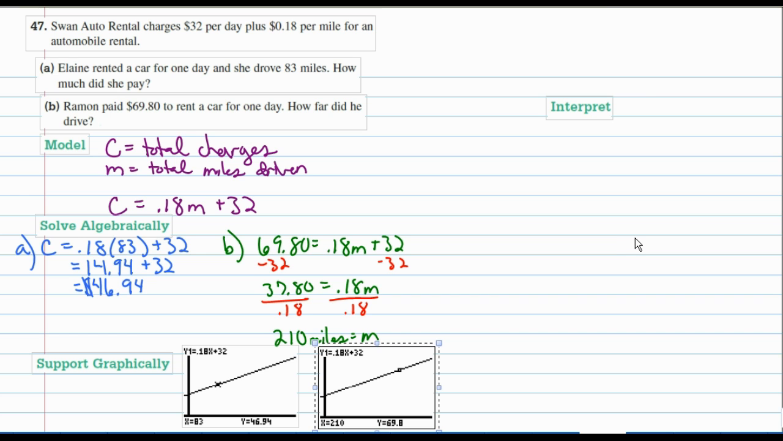So my interpretation on this model is that Elaine paid $46.94 to go 83 miles in her rental car, and Ramon paid $69.80 to go 210 miles in his rental car.